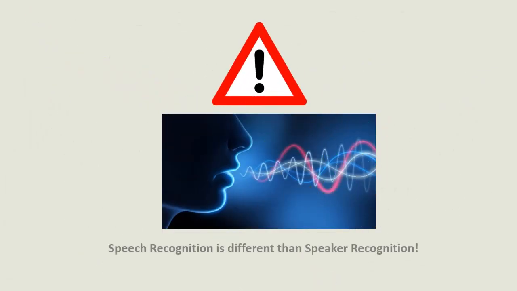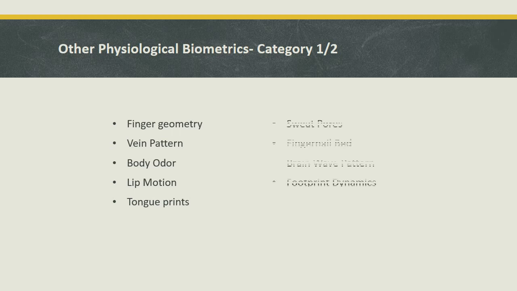By the way, the terms speaker and speech recognition are often confused. Speaker or voice recognition identifies who is speaking, while speech recognition recognizes what is being said. Other physiological biometrics include, but are not limited to, vein pattern, body odor, lip motion, sweat pores, and footprint dynamics.